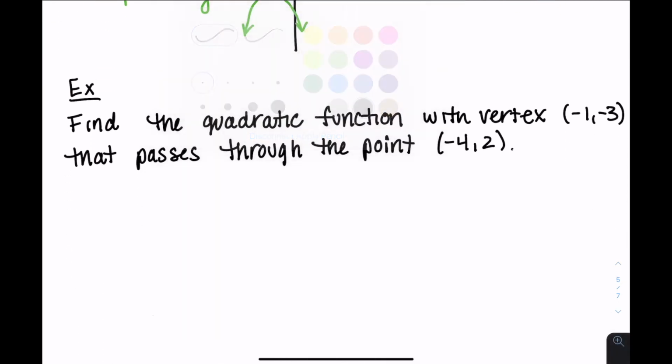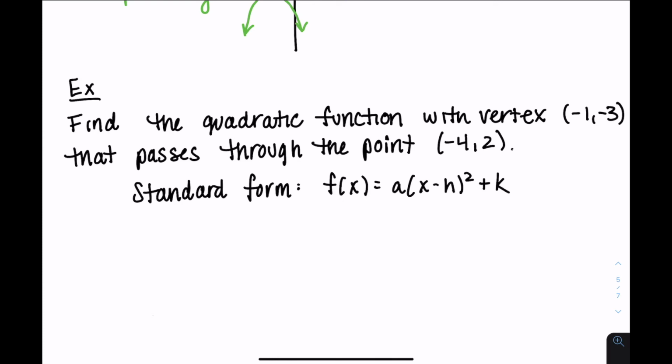Now let's try to find a quadratic function that has specific instances. We know the vertex is going to be at (-1, -3), and we want it to pass through the point (-4, 2). So we can use our standard form, because the standard form for a quadratic function is a times (x minus h) squared plus k. Well, this is our value of h. This is our value of k.